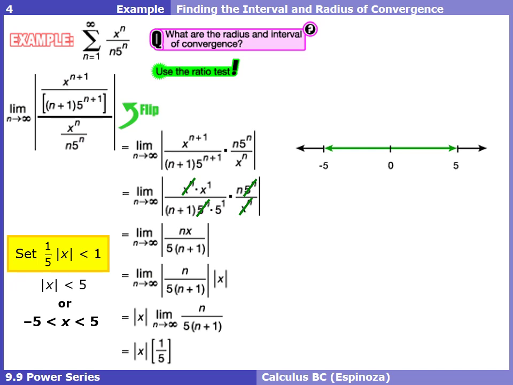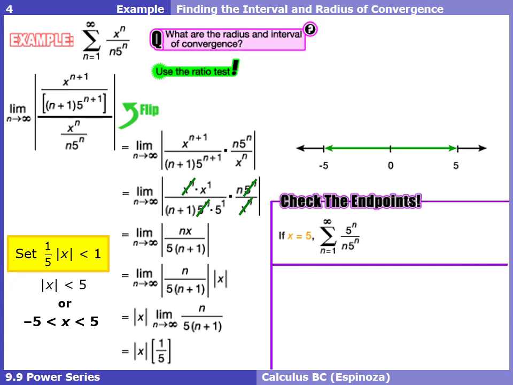Don't forget, we also need to check our endpoints. So again, we're going to draw a little visual of this so we can see what's going on. We don't really have a complete picture yet. All we know is that our interval goes from -5 to 5, and we need to check to see if -5 or 5 could also be included in this answer. To do this, we need to take each of those endpoints and plug them in to our original infinite series, or the original problem, and then see what's happening with that result.